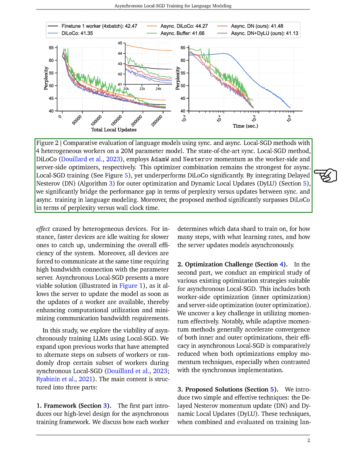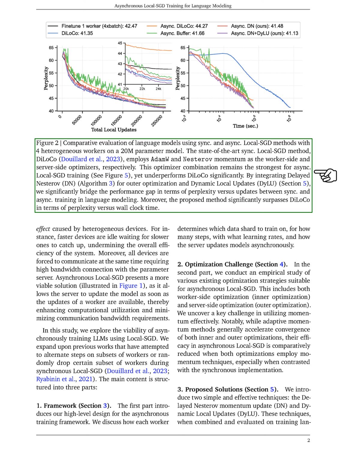We'll also conduct an empirical study of various existing optimization strategies suitable for asynchronous Local-SGD. This includes both worker-side optimization, inner optimization, and server-side optimization, outer optimization. We'll uncover a key challenge in utilizing momentum effectively. We'll introduce two simple and effective techniques: the delayed Nesterov momentum update, DN, and dynamic local updates, DyLU.